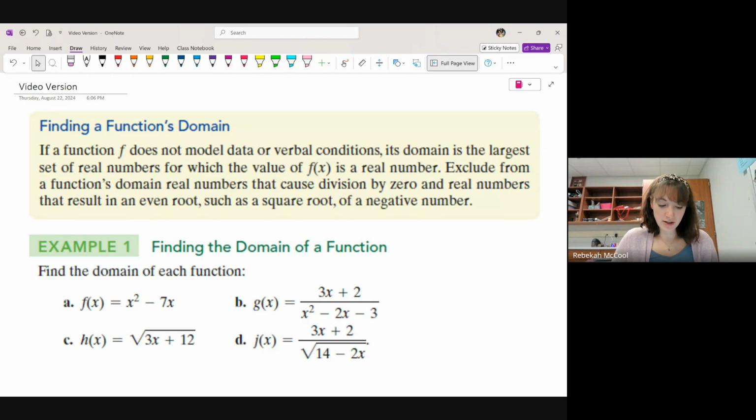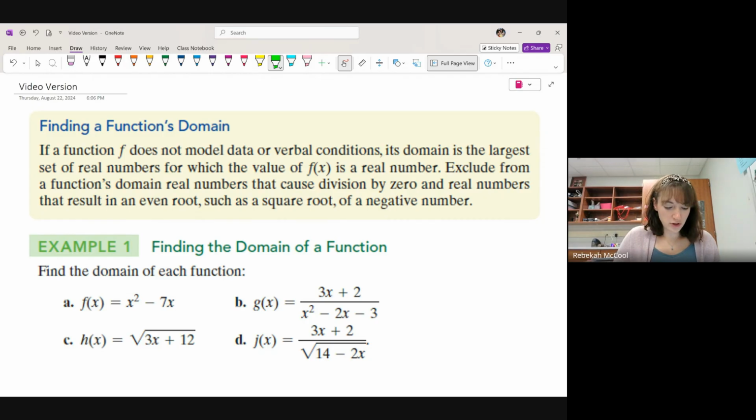So if a function f does not model data or verbal conditions, its domain is the largest set of real numbers for which the value of f of x is a real number. So we're saying, what are all of the possible things we could plug into the function and get something back out? The main thing to consider with domain is really what to exclude. We go off the assumption that everything works, and we want to see then what doesn't work.